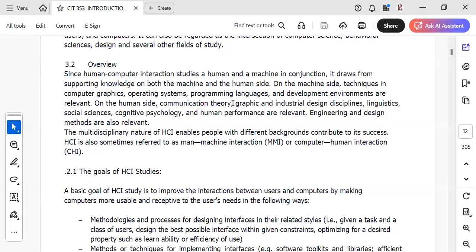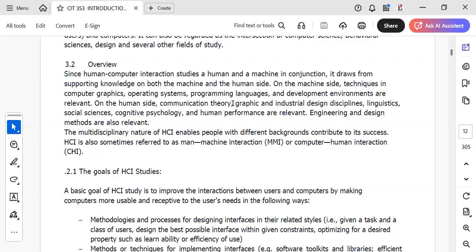Then graphic and industrial design disciplines on the part of humans too. Linguistics teaches languages, social sciences, cognitive psychology. I've mentioned psychology before because when you are dealing with human, you'll be talking about psychology, philosophy, and the rest of them. Now, we'll talk about human performance too.